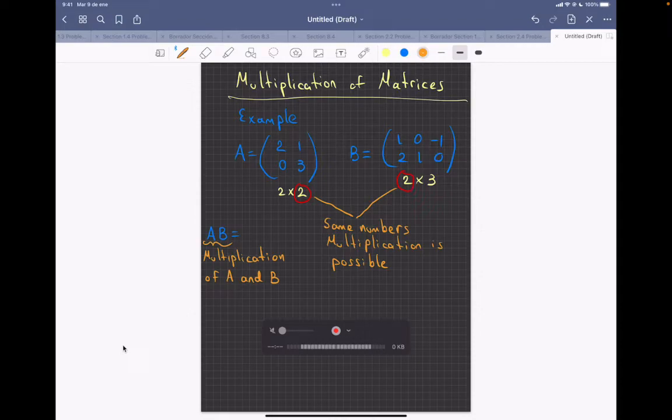Multiplication is possible. Now, this is the first thing you have to verify. If this number is not the same as this one, this multiplication we're going to define here is not possible. Is that okay? Next, you will have to pay attention to the size of the resulting matrix. This matrix A times B, let me write it here.